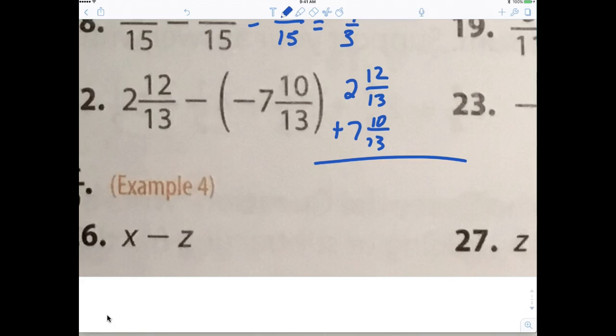So 7 plus 2. Good job, girl. 7 plus 2 is what? 9. That's what I thought. And then 12 plus 10 is 22. And then over 13. Beautiful. And then you do 22 goes into 13. There you go. Don't be sorry. Good, that's why I'm asking. It would be 1, so you'd do 10 and 9 are left over, so 9 and 13. You're awesome, girl. Good jobs, guys.